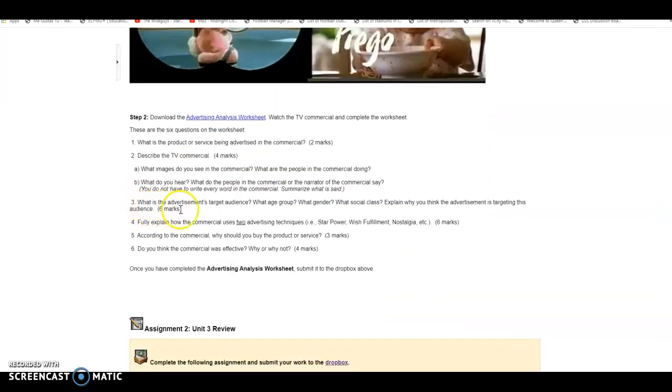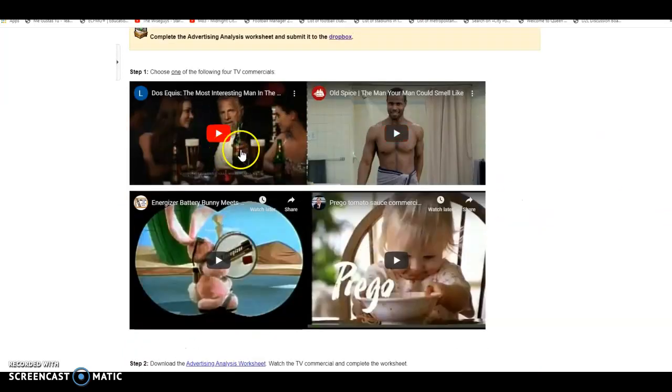Question number 3, what is the advertisement's target audience? What age group or gender or social class or what particular interest do the people that they're targeting have? Explain why you think the advertisement is targeting this audience. So whatever commercial you watch, just describe: is it targeting men or women? Maybe both. Is it targeting single people or married couples or teenagers or senior citizens? Is it targeting people that have a lot of money, or people that don't have very much money?